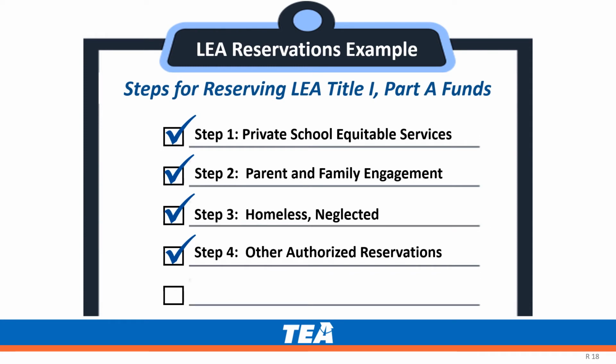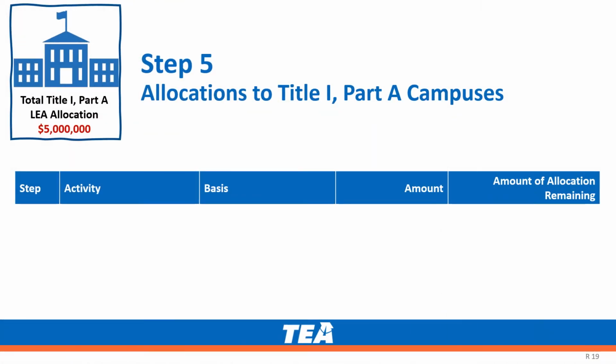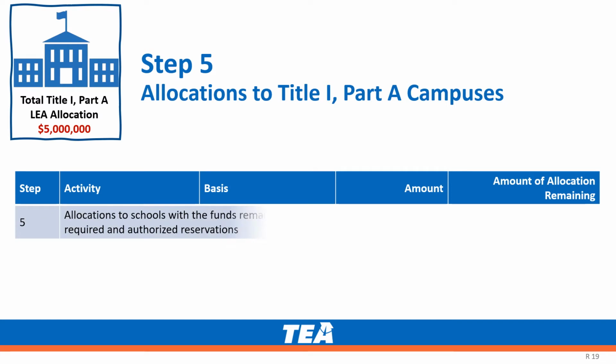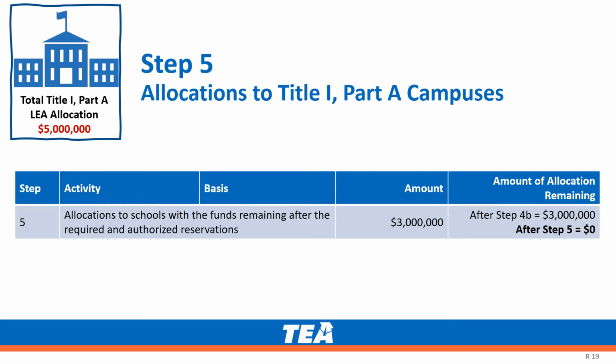Now that we have completed steps 1, 2, 3, and 4, let's take a look at the final step, which is ultimately the amount available in the LEA's Title I Part A allocation that can be allocated to the Title I Part A eligible campuses. In Step 5, the LEA must allocate its remaining funds, which are $3 million, to eligible public schools.